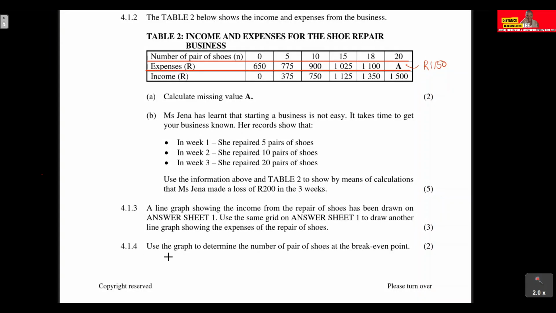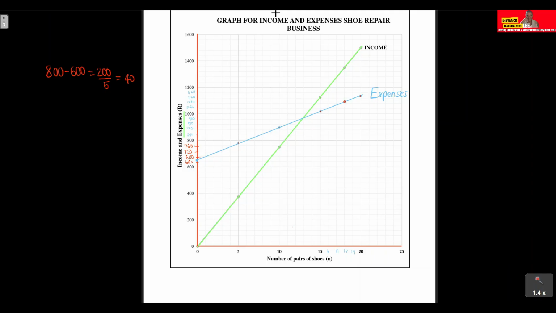Question 4.1.4 says use the graph to determine the number of pair of shoes at break-even point. Okay, so remember, guys, when we're doing a break-even analysis, right? A break-even analysis is a graphical technique. So we use a line graph to help us determine at which point the business is making a profit, at which point the business is making a loss, right? So once you determine that break-even point, then you'll be able to determine where the business makes a profit or a loss. Okay, and the break-even point, right, is the point where their income line graph and the expenses line graph intersect each other or cut each other, right?